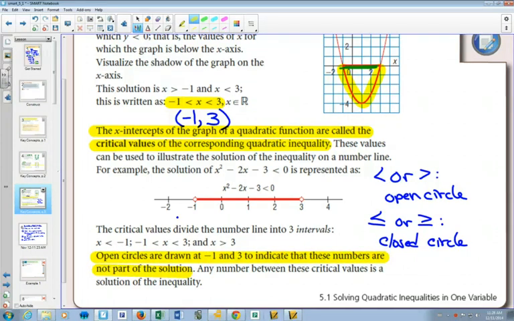And we've talked about the open circles and closed circles. That just is why it's open. Open says it's not part of the solution.